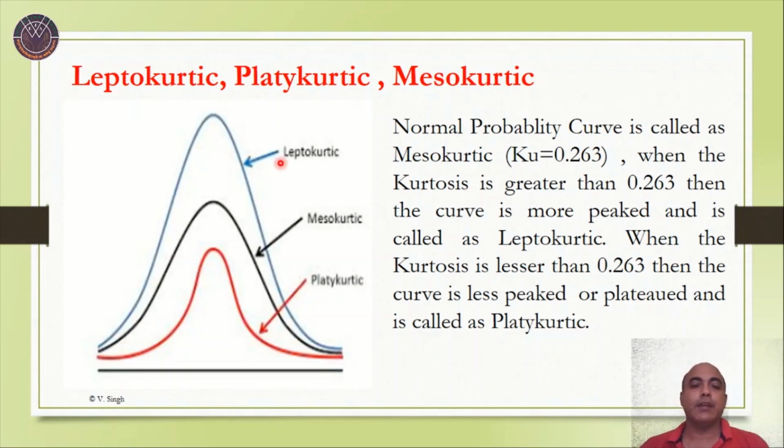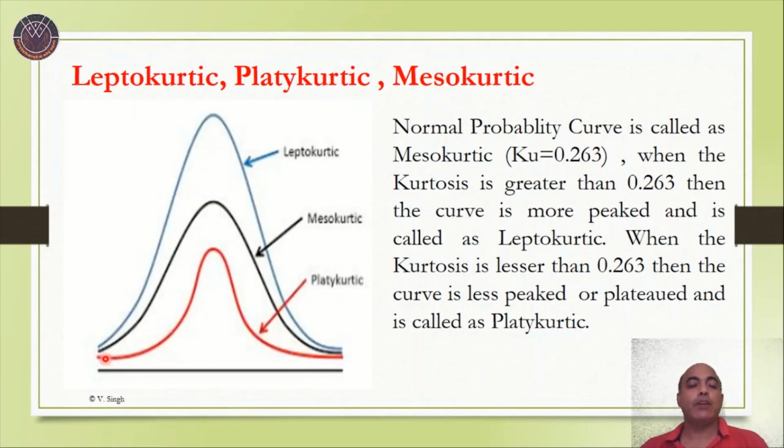You can see that three curves are there. One is a blue line, another is a black line, and the third is a red line. This black line curve is our normal probability curve, and it is called mesokurtic. So it has a kurtosis value of 0.263. Now when the kurtosis value of a curve is more than 0.263, or when it is more peaked, like this blue line curve, then it is called a leptokurtic curve. And when the curve is less peaked, like this red line curve, the kurtosis value is less than 0.263. Then the curve is less peaked or plateaued and is called platykurtic. So this red curve is called a platykurtic curve.